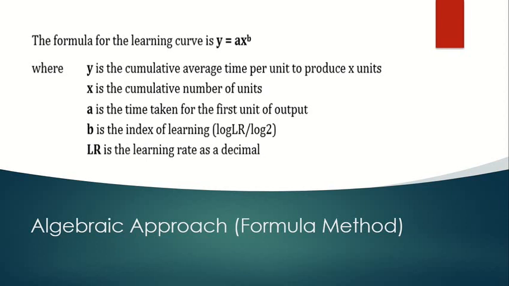So here we are just using this simple formula and finding out the cumulative average time per unit. So here this is very easy. So x will be the cumulative number of units, either it can be 1, 2, 8, whatever. It is not necessary for the output to get doubled. So here we can apply any output level.